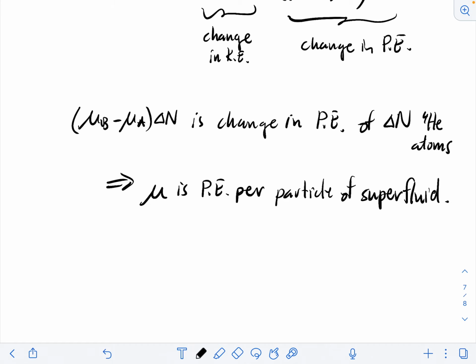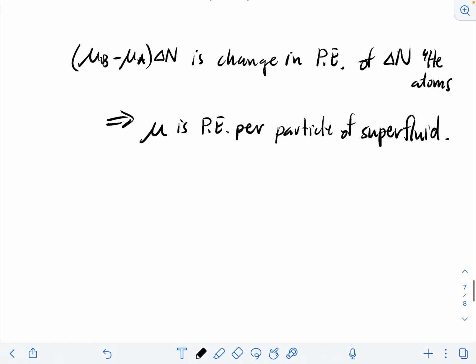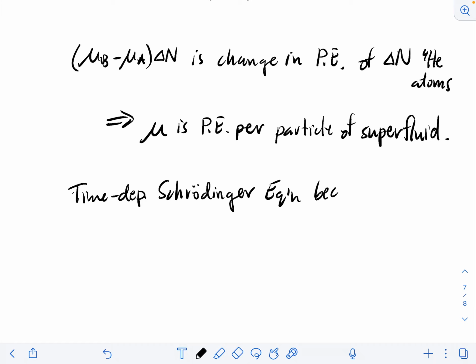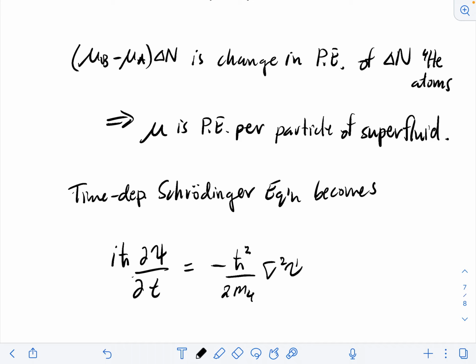And so with that, our time-dependent Schrodinger equation becomes iħ ∂φ/∂t equals the energy, minus ħ² over 2m ∇²φ, which is the kinetic energy, plus the potential energy times the wave function again.